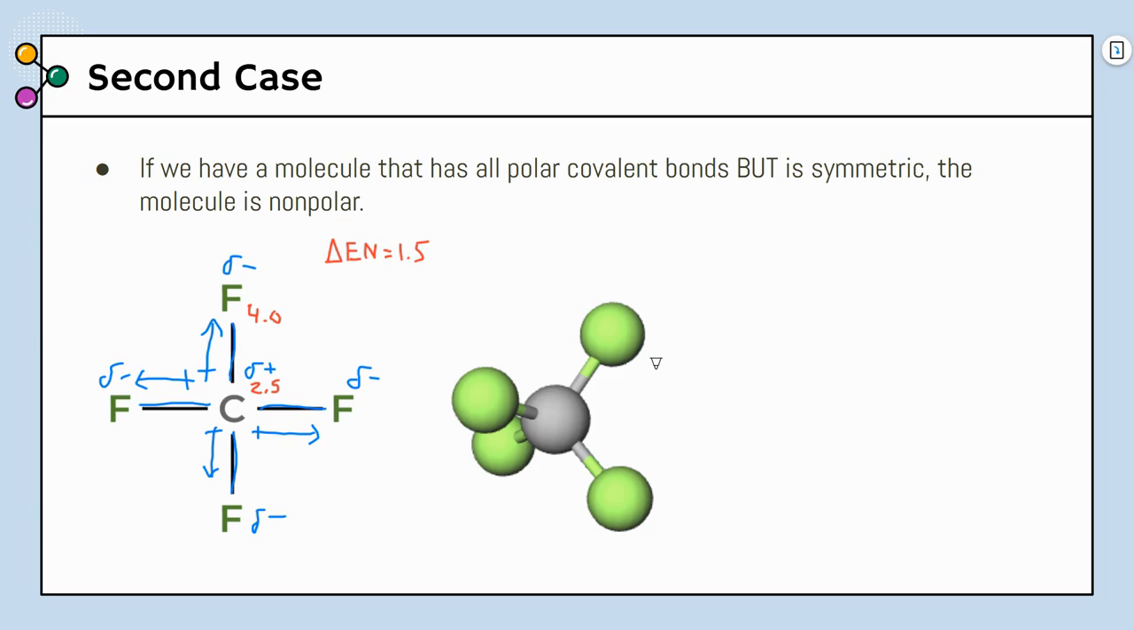So because these pull equally and oppositely, this molecule is going to be symmetric. And because it's symmetric, there is no overall polarity. So we'd say this molecule would be also nonpolar. Essentially, if a molecule has all of the same group attached in all directions, it's also going to be nonpolar because it will end up being symmetric.